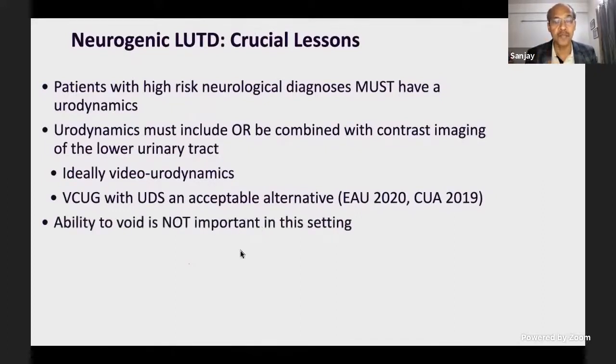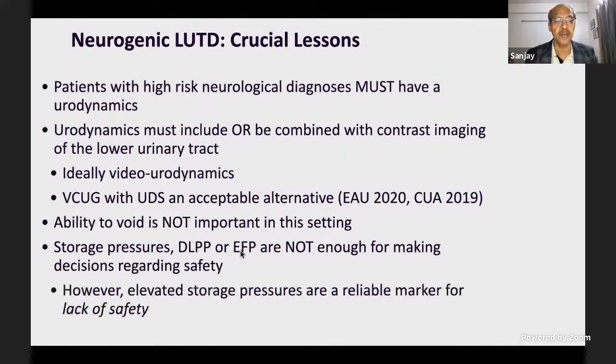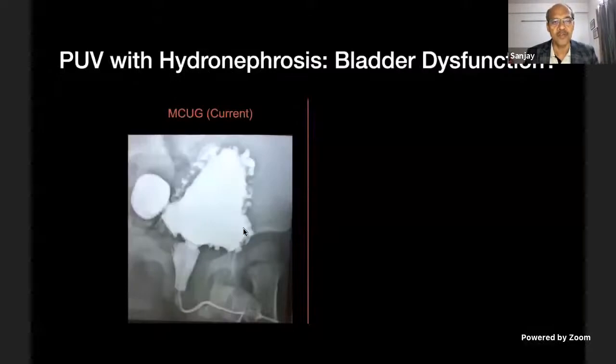Ability to void is not important, neither is ability to hold. What is important is whether the voiding and the storage are safe. And detrusor leak point pressure or any urodynamic finding for that matter is not enough to take decisions regarding safety. So urodynamics can tell you lack of safety, but can't tell you that the patient is safe. That's a clinical decision based on the overall assessment.